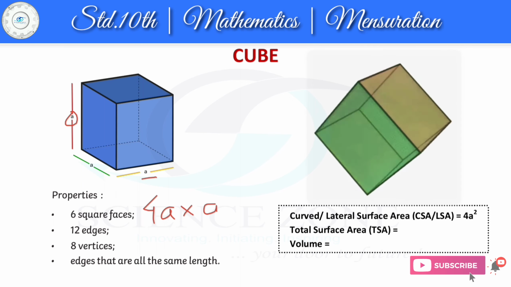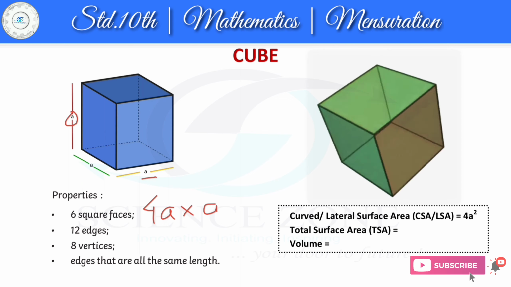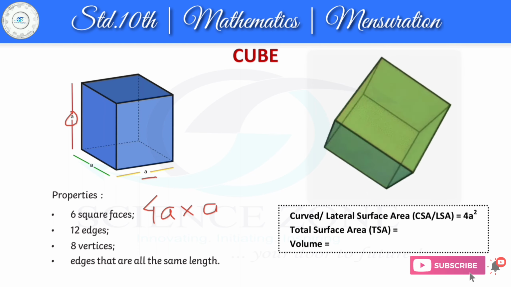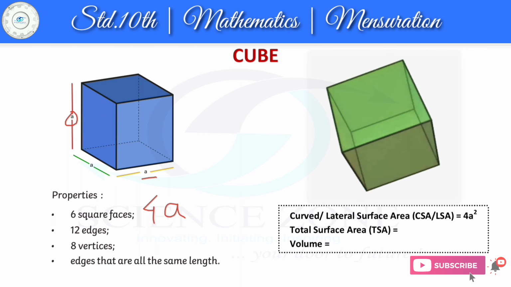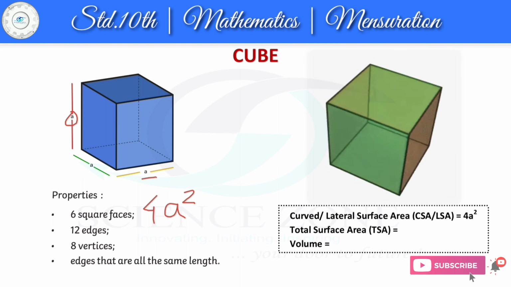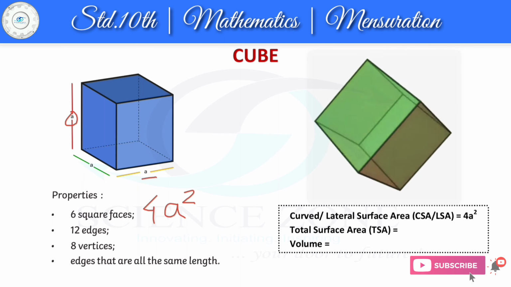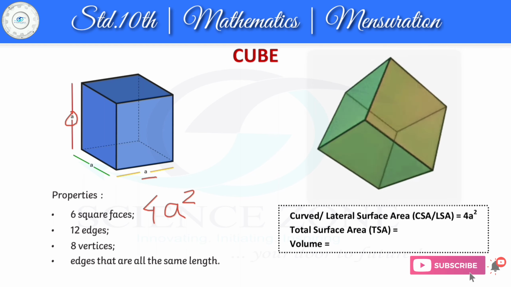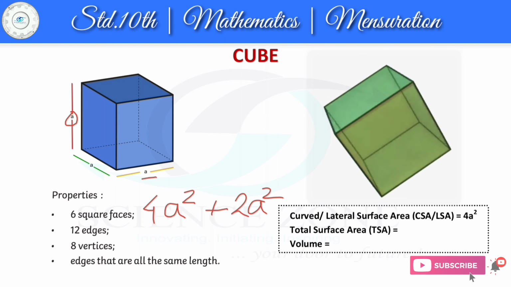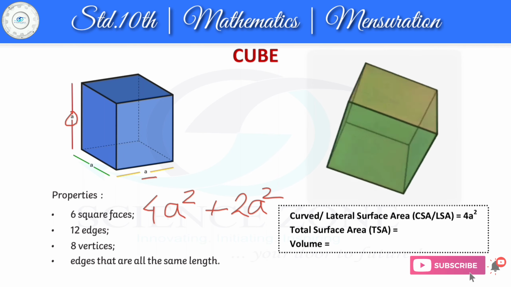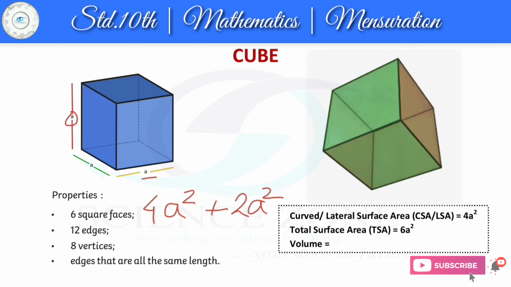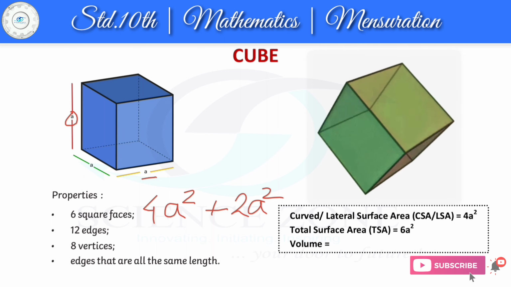Now what will be the formula for total surface area? The formula for total surface area is curved surface area plus the area of bases. In this case, the curved surface area is 4A square and the bases are squares. There are 2 bases and each base is a square. Area of one square is A square. So the area of 2 squares will be 2A square. So the total surface area of a cube will be 4A square plus 2A square, that will be 6A square.